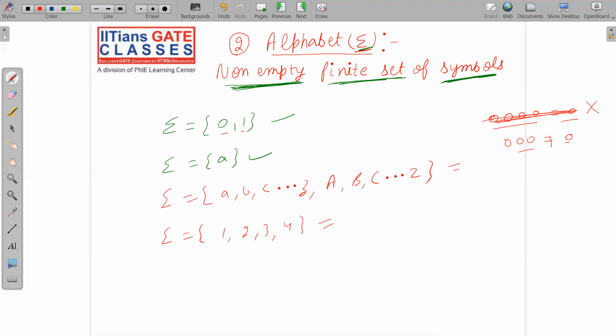Now my next question is, can sigma be like this? Can I have sigma like this? No, sigma cannot be empty. Similarly, can I have sigma like this: 1, 2, 3, 4, dot up to infinity? No, it cannot go to infinity because it is a finite set. And the second is non-empty. I hope I have cleared this point. So let's move to the next slide. This is alphabet.